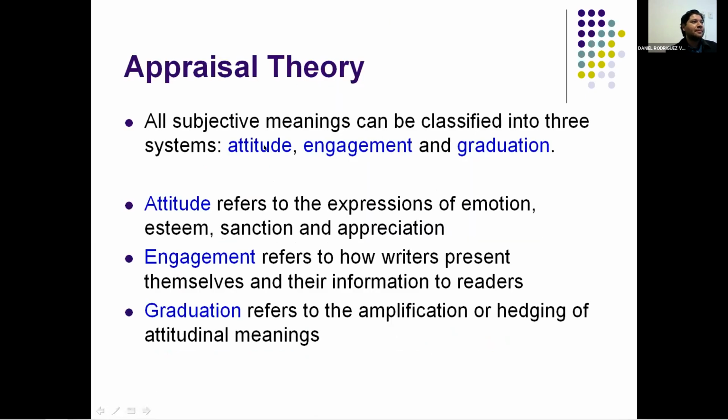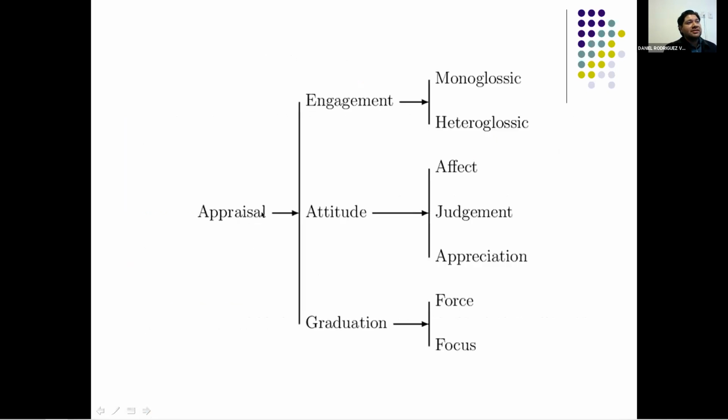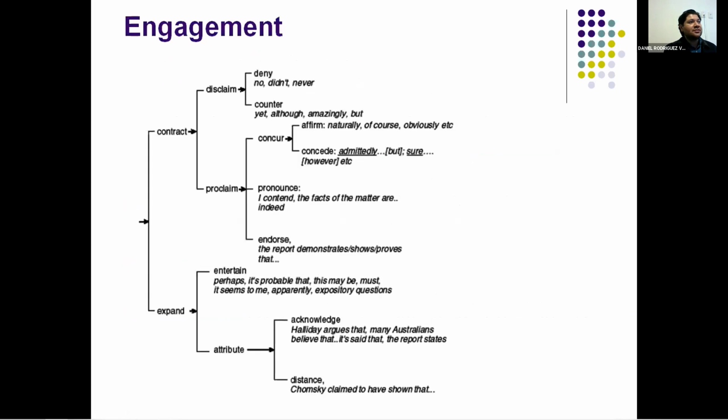Let's talk about appraisal. We know that appraisal theory refers to all subjective meanings that can be classified into three systems: attitude, engagement, and graduation. This we already know. Attitude refers to the expressions of emotion, esteem, sanction, and appreciation. Engagement refers to how writers present themselves and the information to readers. And graduation refers to the amplification or hedging of attitudinal meanings. So these are the three systems: engagement, attitude, and graduation, with their respective choices within those systems.